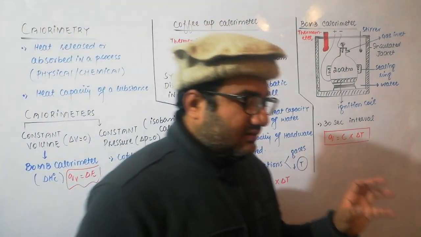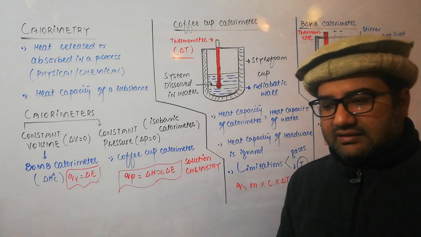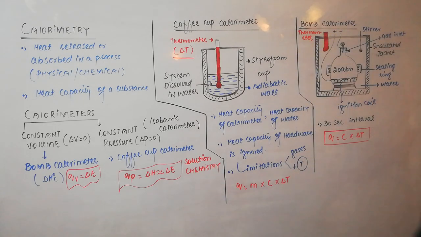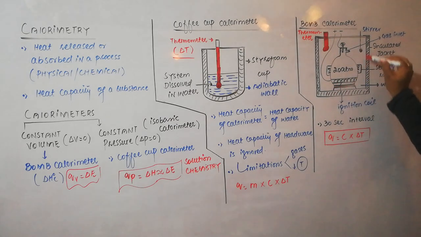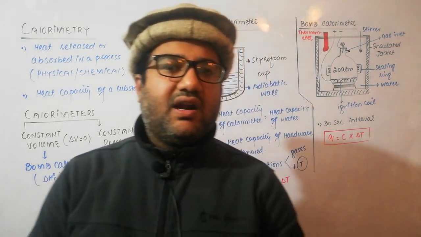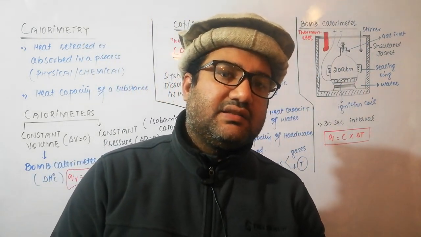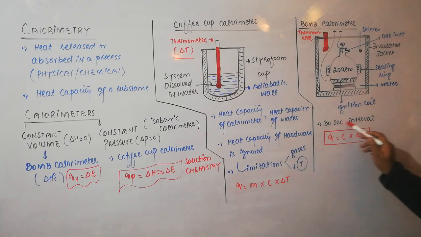Now, what will be the working of this calorimeter? After taking 1 to 1.5 grams of the sample in the platinum crucible, you will ignite it electrically. Now the sample will start combustion. When its combustion starts, this bomb will heat up. And because of this heated bomb, the water in which the bomb is immersed will also be heated, and the temperature of this water changes. When the temperature changes, that delta T is noted down, and now you will apply the formula. The temperature changes are studied at 30 second intervals.